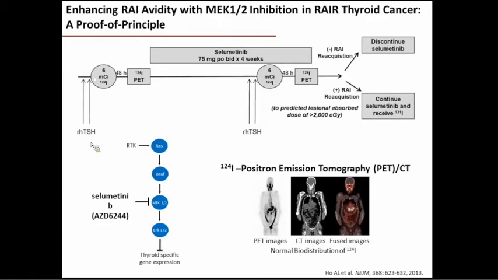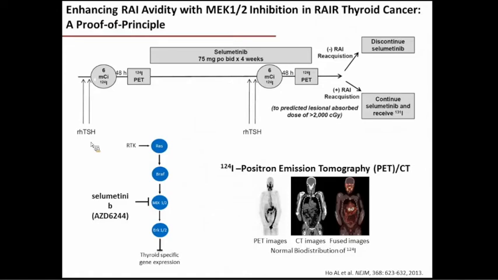Ho, in which we asked the question of whether we could restore radioiodine responses in patients with RAI refractory metastatic thyroid cancer. So these were patients who had either no uptake on a post-therapy scan or a diagnostic scan, or had failed prior radioiodine therapies. So at baseline, these patients had an iodine 124 PET scan after stimulation with recombinant human TSH. And they then received the MEK inhibitor for 4 weeks.